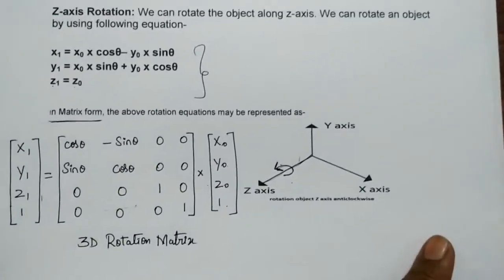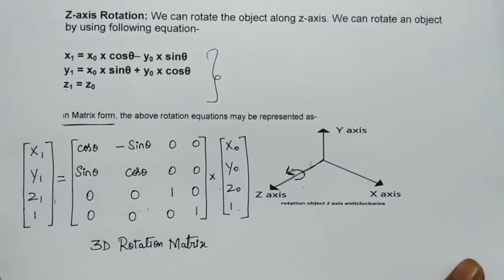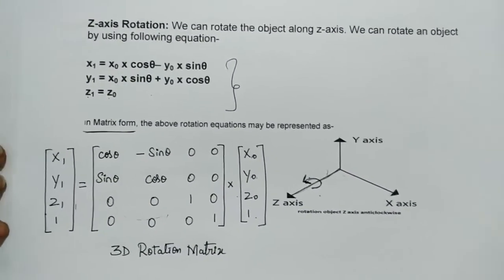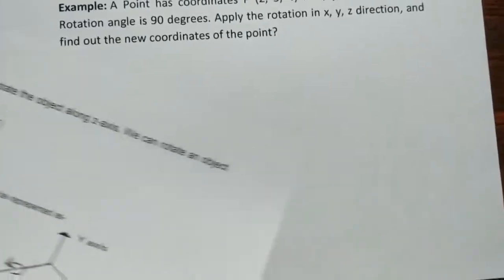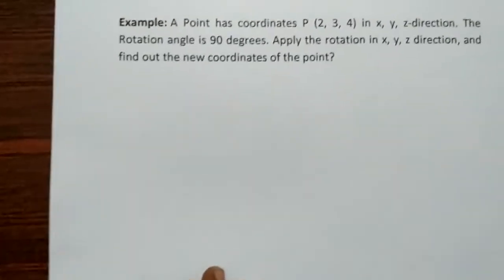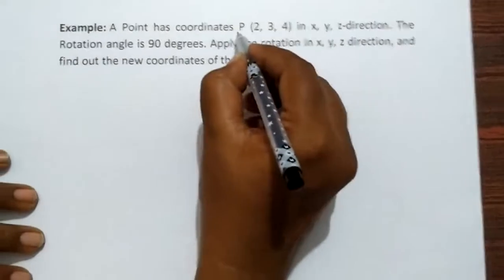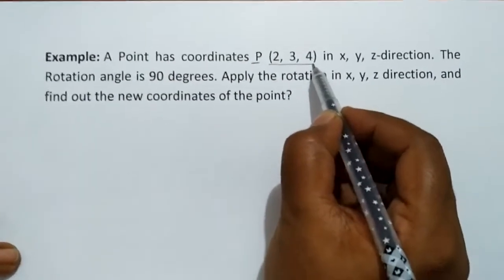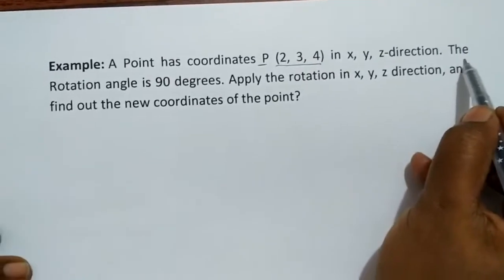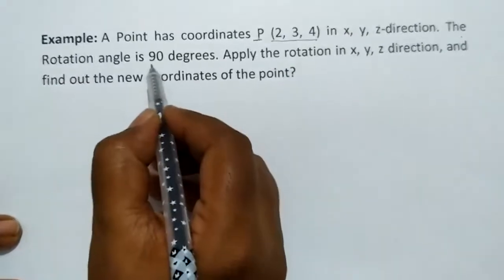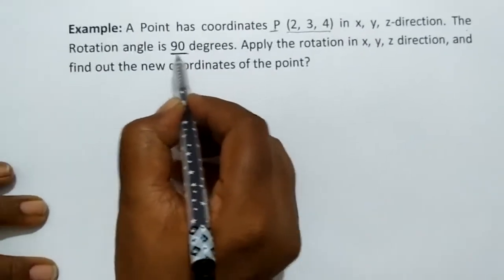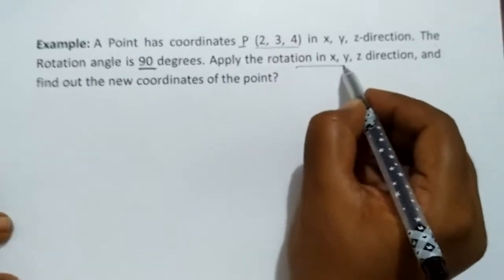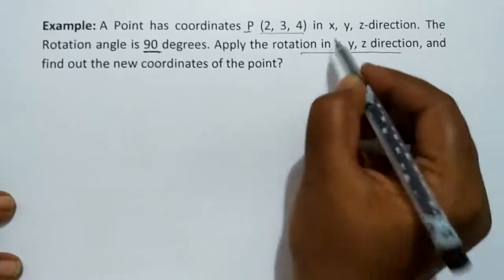Till now, we have discussed what rotation is as well as the types of rotation. With this knowledge, we will now solve a simple example. Suppose the point P has coordinate values 2, 3, 4. We need to rotate this point P by 90 degrees, and we need to apply this rotation in the XYZ directions. This is our example.